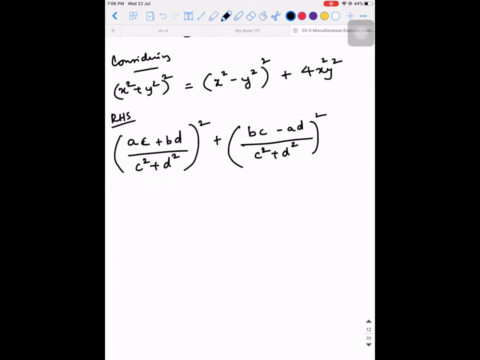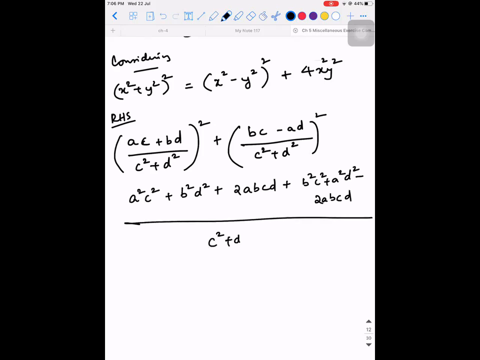So now squaring on both sides and adding them, I get a square c square plus b square d square plus 2abcd plus b square c square plus a square d square minus 2abcd, the whole divided by c square plus d square. Did you guys understand what I did?